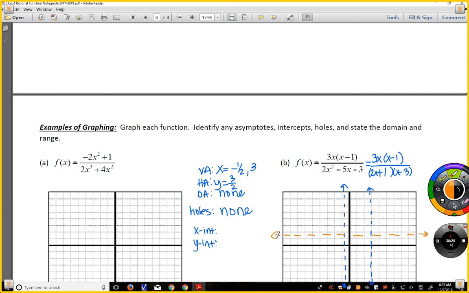So for our x-intercept, I'll do the work over here since I have space right now. We're going to set 3x times (x minus 1) equal to 0. And that means the 3x could equal 0 or the x minus 1 could equal 0. So that actually gives us 2 x-intercepts, one at 0 and one at 1. So I'll mark these in green. So the x-intercepts are at (0, 0) and (1, 0).